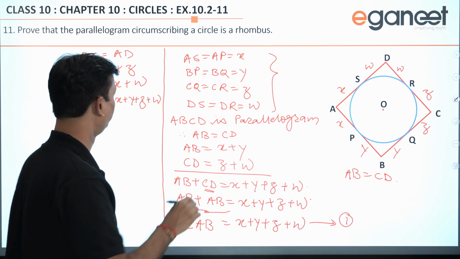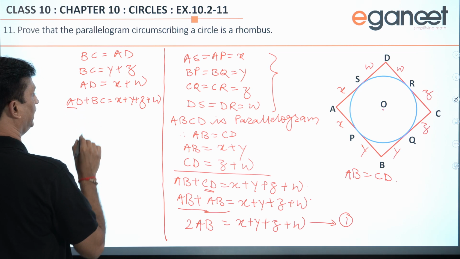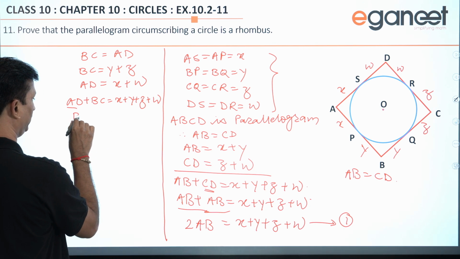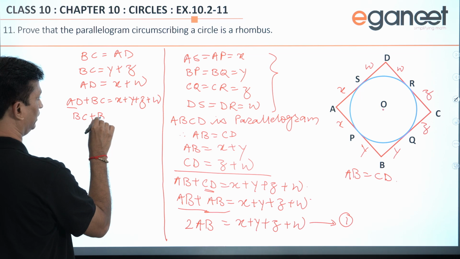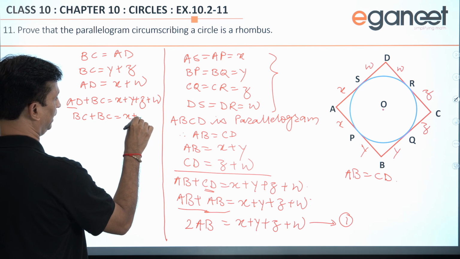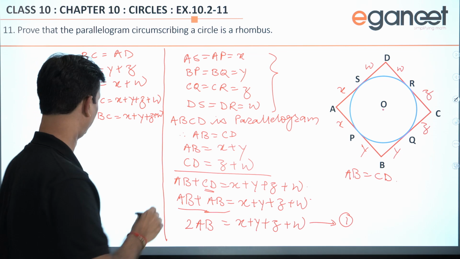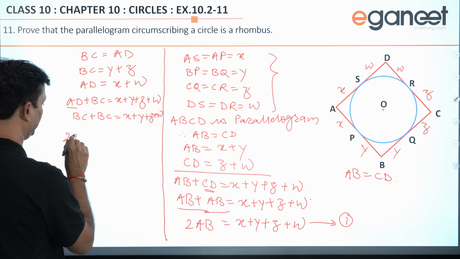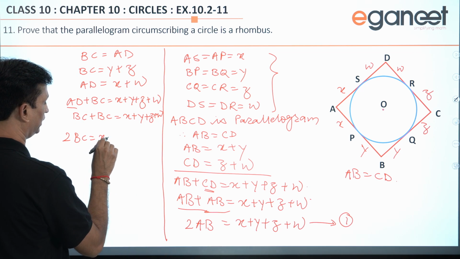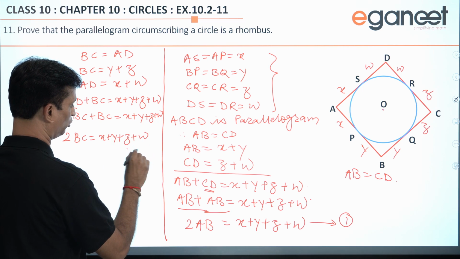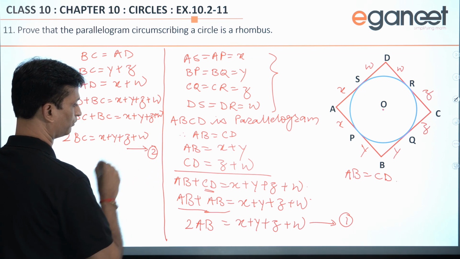Okay, again we know that AD equal to BC, so I can replace AD by BC. So this will be BC plus BC equal to x plus y plus z plus w. Okay, so indirectly I am having 2BC equal to x plus y plus z plus w. I am calling this equation 2.